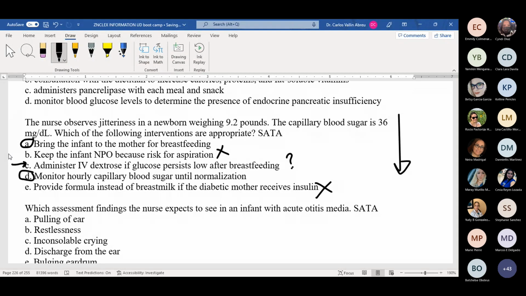Because it is a problem of wording here. They don't say how many times of breastfeeding. So maybe it's acceptable to give IV dextrose if the glucose persists low after breastfeeding and breastfeeding again. Okay, so maybe the baby is breastfed and the blood glucose continues dropping, and it's a possibility. So I have doubts in this option.